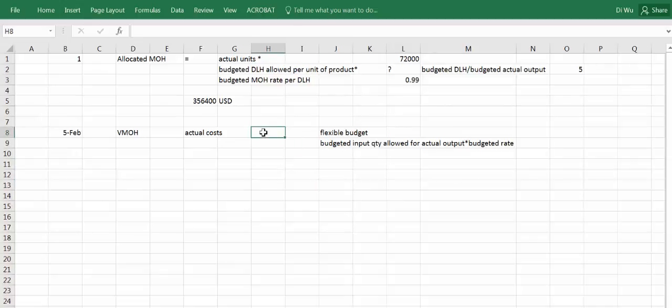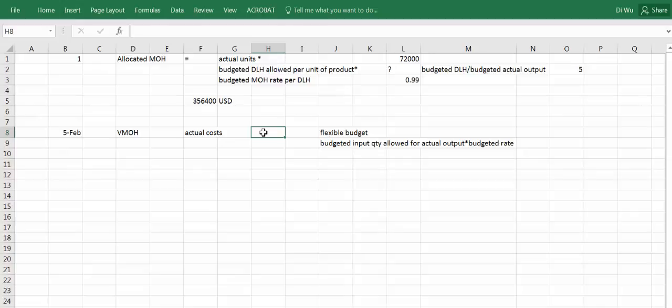Then we need something in the middle so that we're able to figure out the spending variance. The spending variance for the variable manufacturing overhead is similar to the price variance we talked about in the direct labor and direct material variance analysis, but here we have different names, and we also have the efficiency variance. So we have to create something in the middle. It's going to be a hybrid of the actual and the flexible budget. We fix one thing so we are able to identify the spending variance and the efficiency variance.